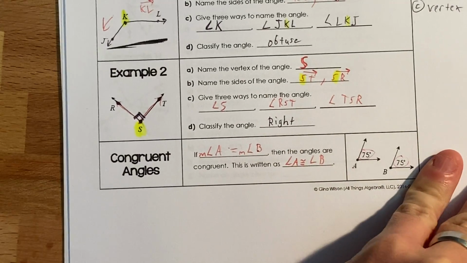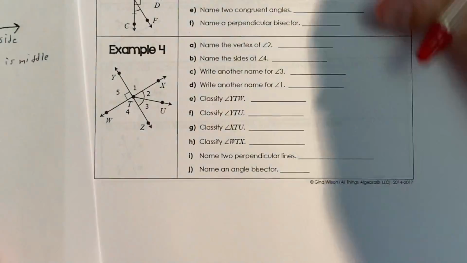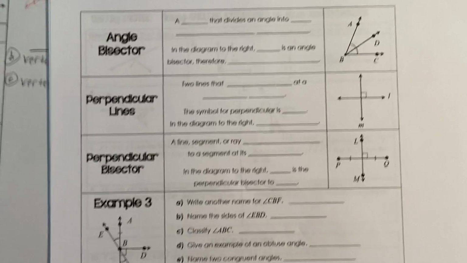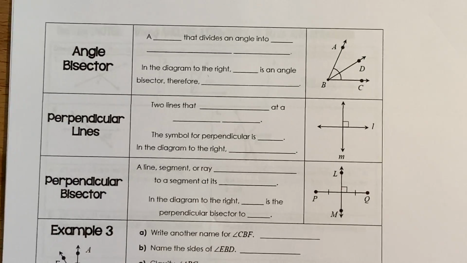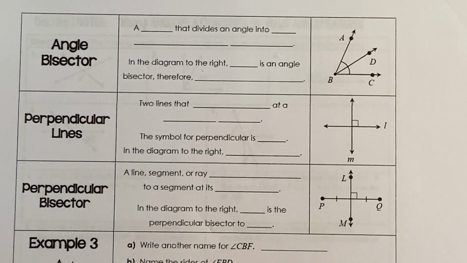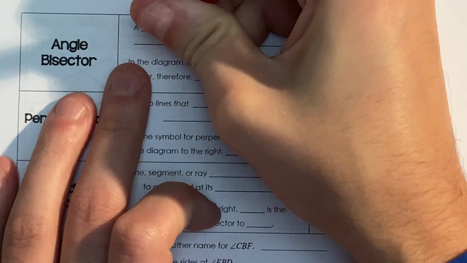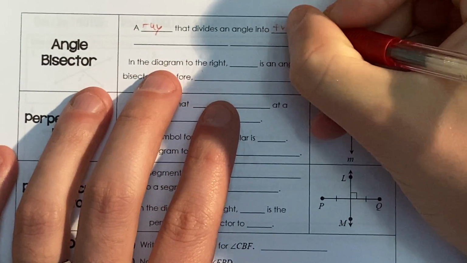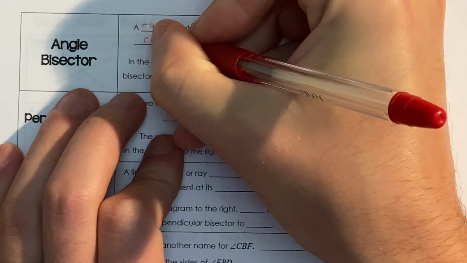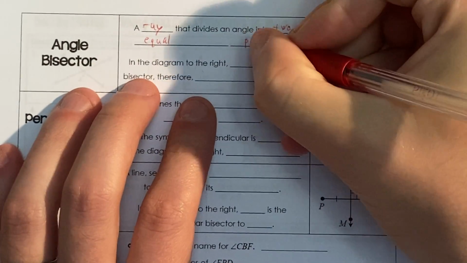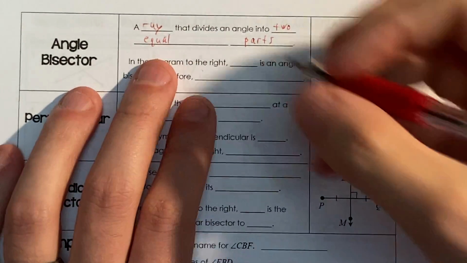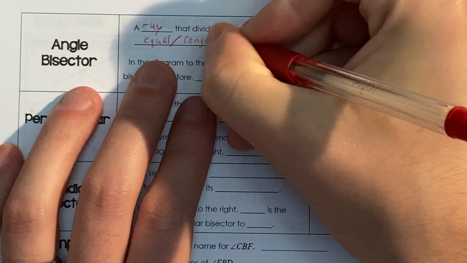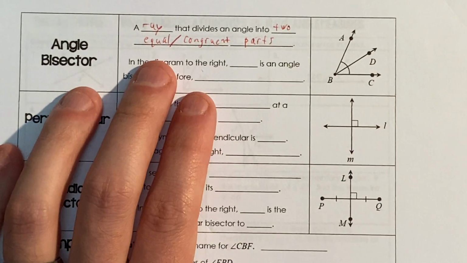So it's the shape version of equals. It's just shapes can't be equal to each other. So this leads us to an angle bisector. An angle bisector is a ray, talking about rays again, that divides an angle into two equal parts. Or if you're not talking about measures and you're talking about shapes, you could put congruent. Either one of them works.